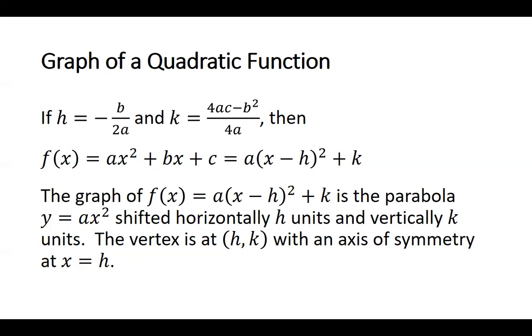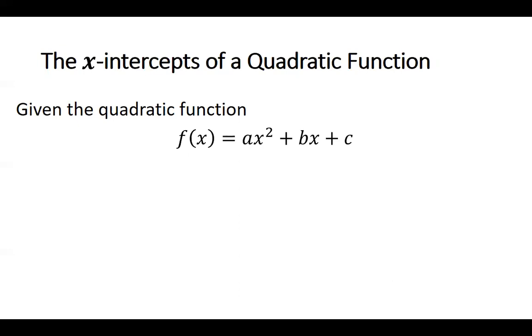And also notice with the vertex being at (h, k), remember the axis of symmetry is that mirroring point, basically where we can fold the parabola over on top of itself. And obviously that's a vertical line that passes through the vertex. So therefore the x value of the vertex gives us the axis of symmetry, x equal to h. Well, how do we find the x-intercepts of a quadratic function? Obviously, we're going to use the quadratic formula.